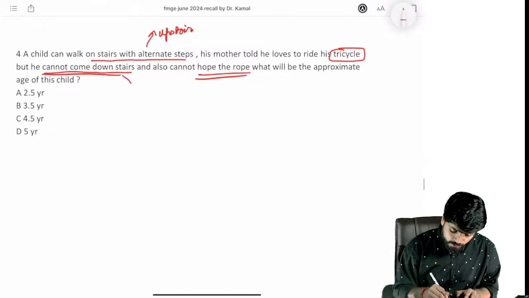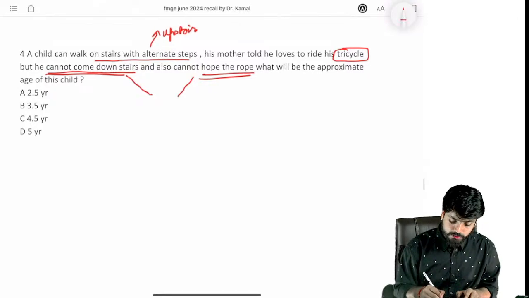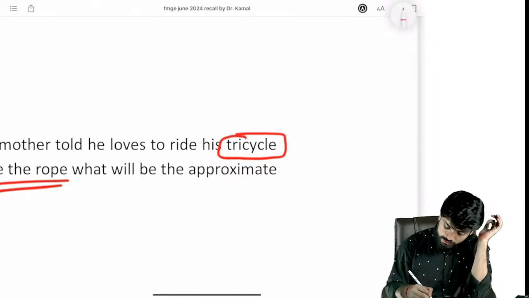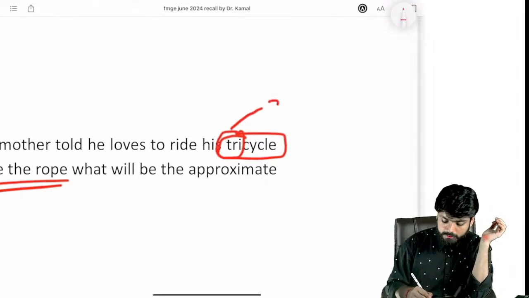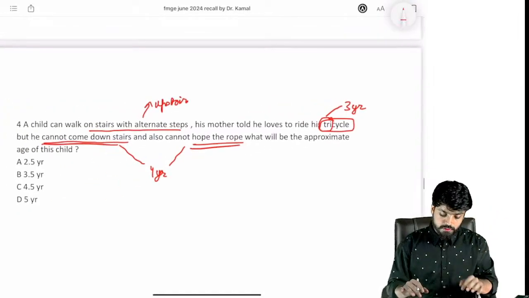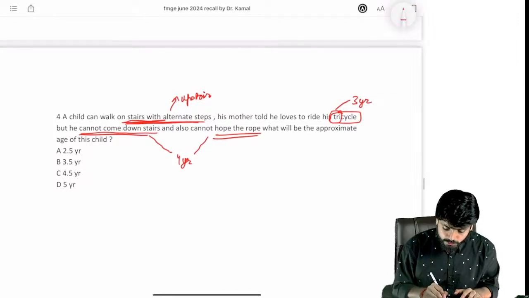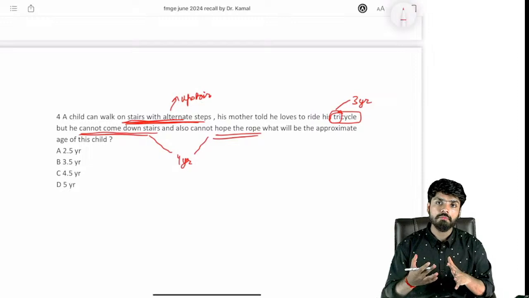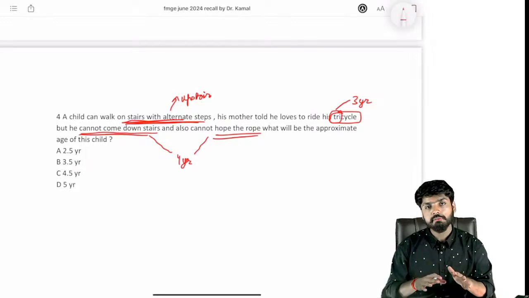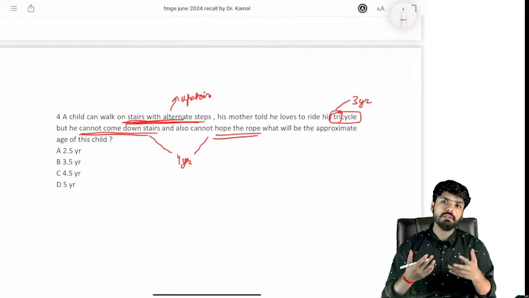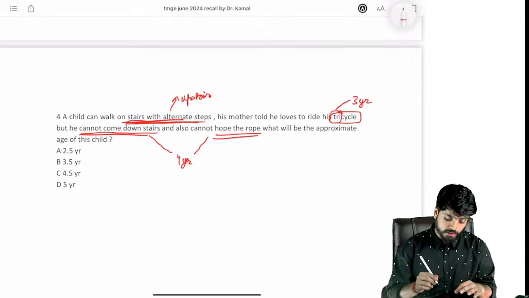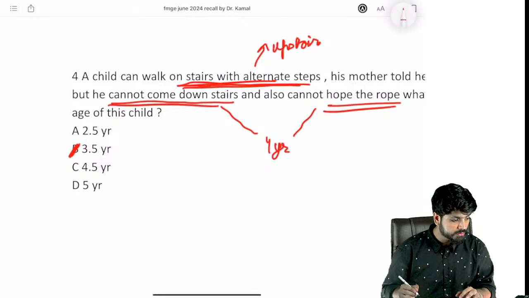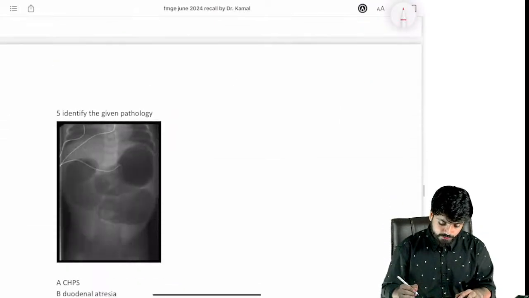See, for coming downstairs and hopping, we have 4 years. And simply the trick is, it's tri, so I have remembered it's tri for 3 years. Okay, for stairs alternate step, it's also a late third year milestone that the child reaches. So that means he's 3 or somewhat above 3, but not 4 years till now. So the answer will be 3.5 years. Okay, moving into the next question.